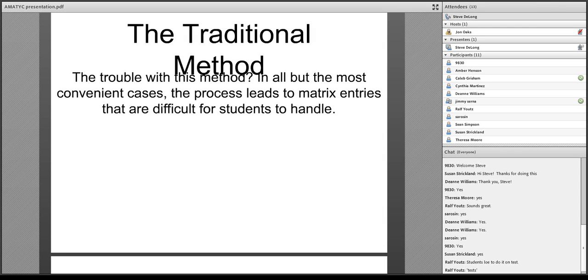But the trouble with this method is that in all but the most convenient cases, the process leads to matrix entries that are difficult for students to handle. And what I'm thinking about is there are cases that you can use that give students nice whole number values in all of their matrix entries. And students tend to handle that fairly well, but that's not a very realistic situation, and it also doesn't challenge them very much. And as soon as you throw fractions into the mix, all of a sudden your life decidedly goes downhill, or their life goes downhill.